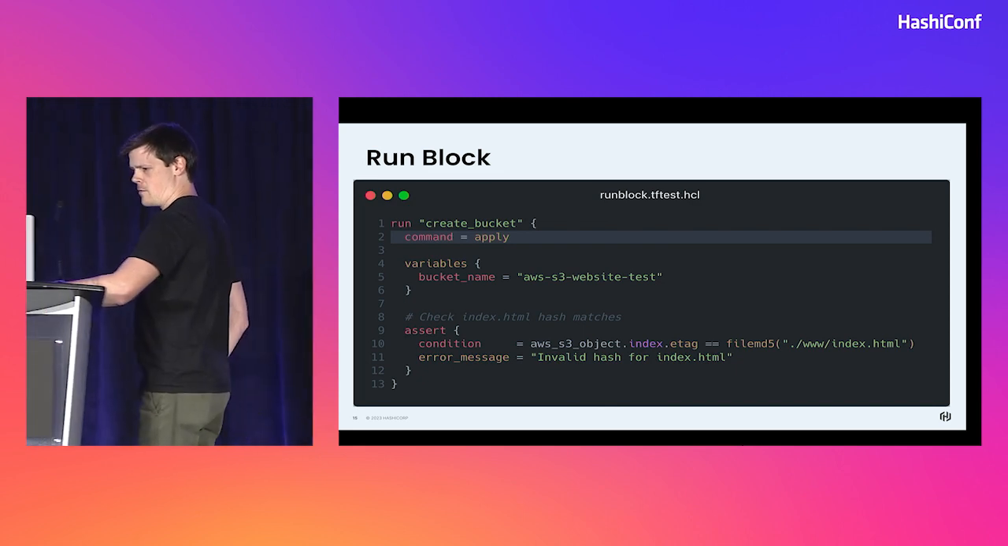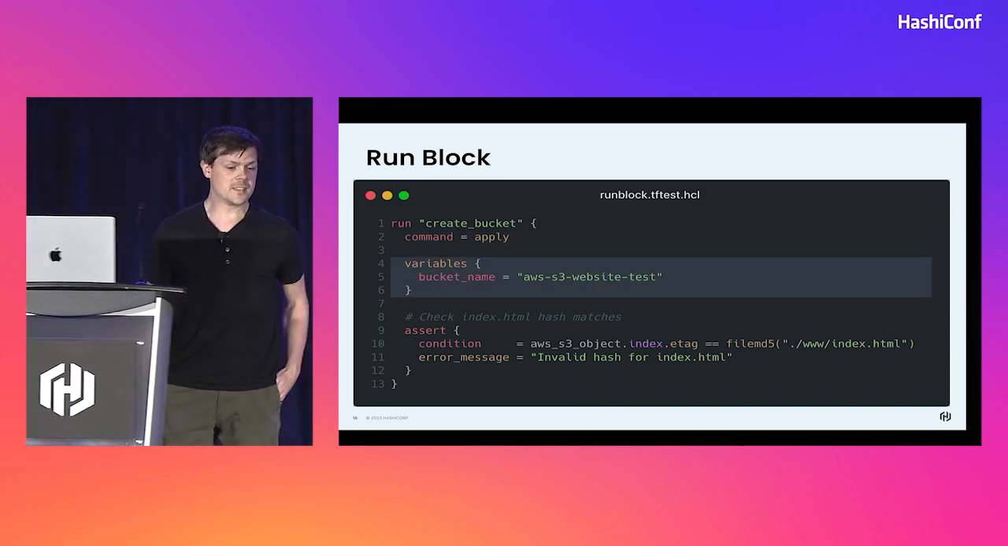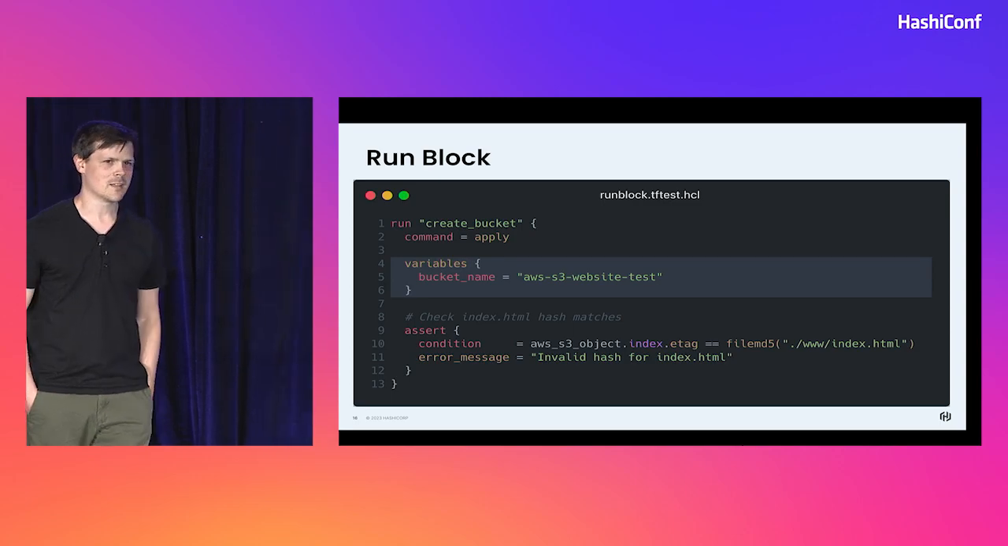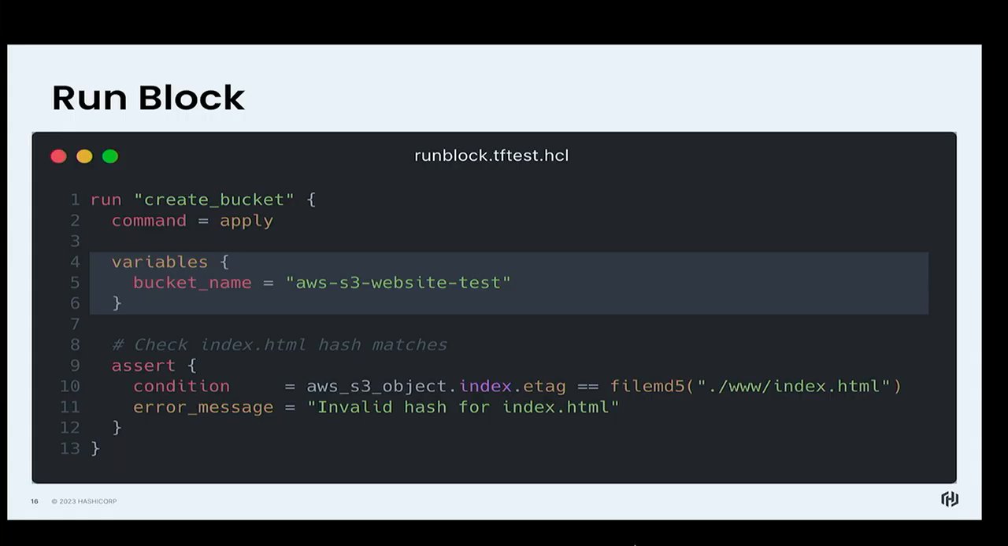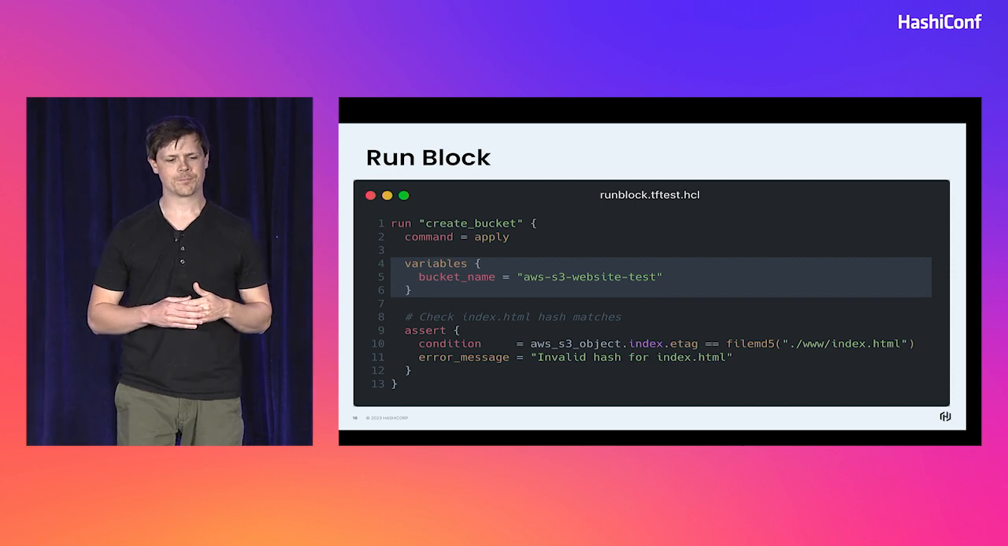If we keep working our way down, we have the second time we can define a variables block. And what's going to happen here is the most locally scoped variable block wins. So in this case, even though I've said at the top level of my file to give the bucket name a value of test bucket, here I'm saying for this particular run block, give it the value of AWS S3 website test. So if you have some values that are fine for like 90% of your tests, but you have a couple that you want to kind of tweak those values, this is a really good way to do that.